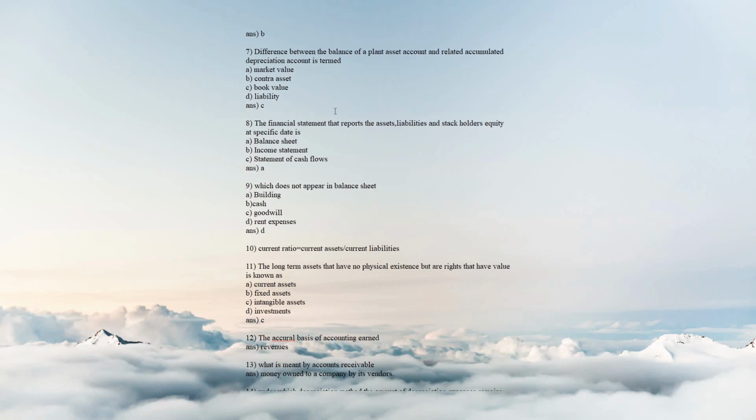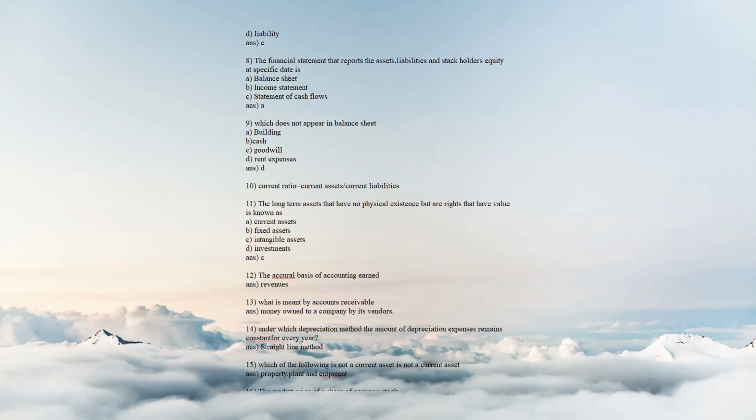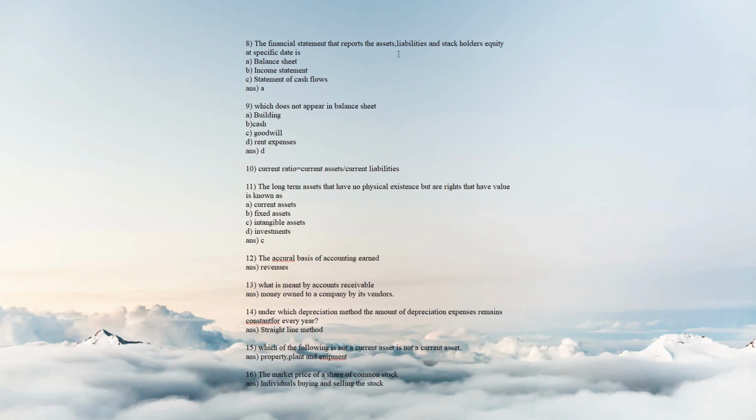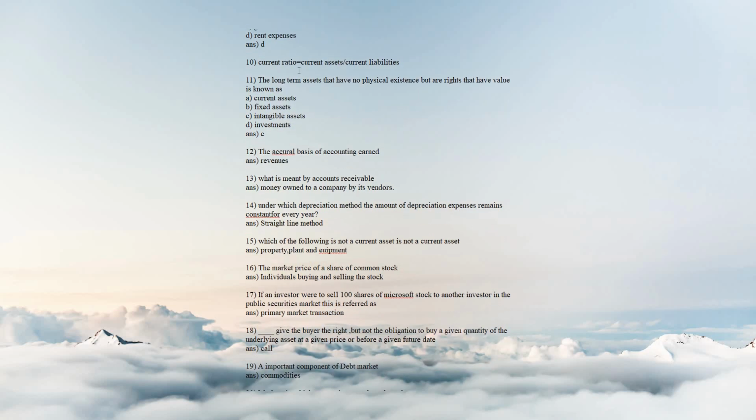Next thing is the difference between the balance of a plant asset account and the related accumulated depreciation account is termed as book value. Then a financial statement that reports the assets, liabilities and the stockholders' equity at a specific date is a balance sheet. Next, which does not appear in the balance sheet: building, cash, goodwill and rent expenses. You can say rent expenses is different from the other options, so option D is the correct answer.